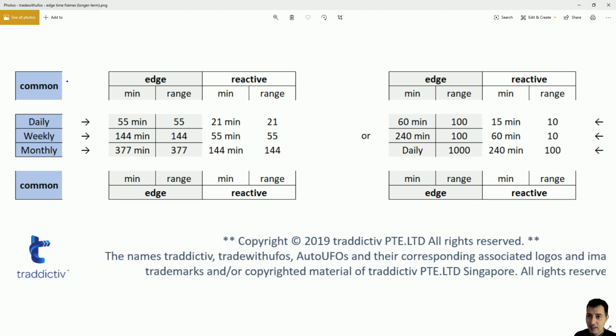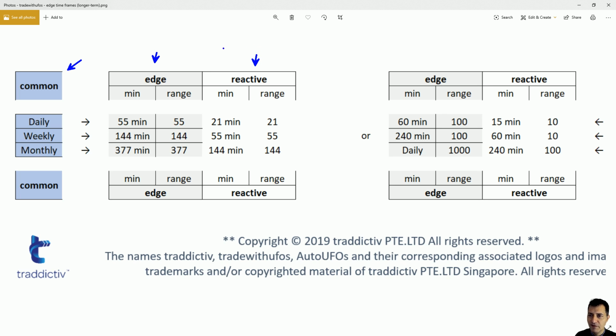Okay, but again, for the common time frames, there is not much to discuss because they are common. That's why we call it common time frame. So it's not a big deal. Now with the edge time frames and reactive, there we get a bit more specific, isn't it?